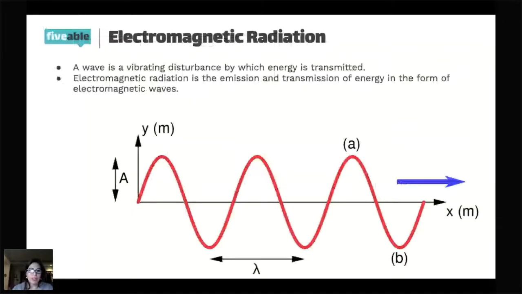So just a quick review of what a wave is. A wave is any vibrating disturbance in which energy is transmitted. And we have the electromagnetic radiation, the emission and transmission of energy in the form of electromagnetic waves. Just a review, what would be point A? What part of the wave is this one?